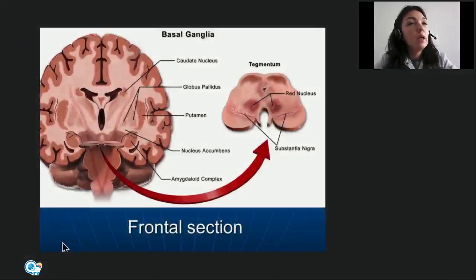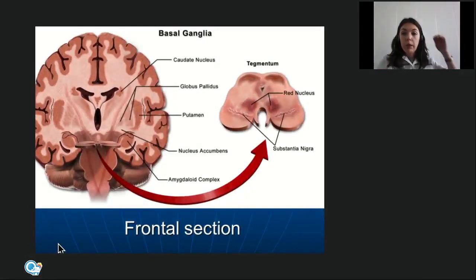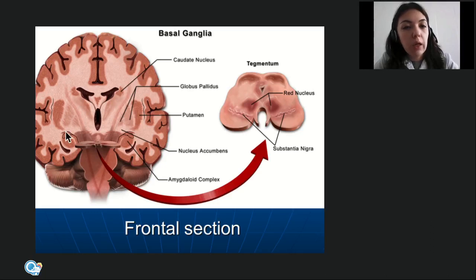Totally, they are named basal because they are located on the base of the brain, yes? And so they are four. Here in the frontal section, we can see lentiform nucleus that includes putamen from lateral side and globus pallidus from medial side. Then laterally, sorry.